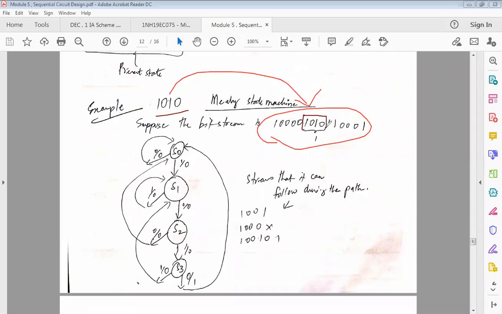So if I recognize this pattern, then only my output becomes 1, which means I have detected this particular sequence. The stream of data can be anything. It can be 8 bit, 16, 32, 64, 128, 512, 1024. Data can be of any length. But if I can figure out this 1010 in that stream of data, then I detect it, or I say my output is 1.